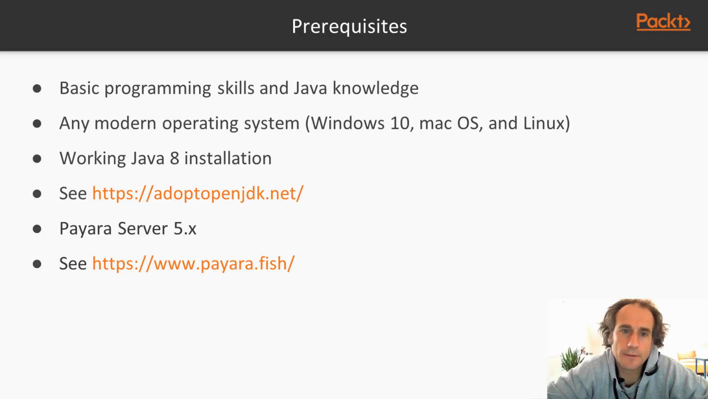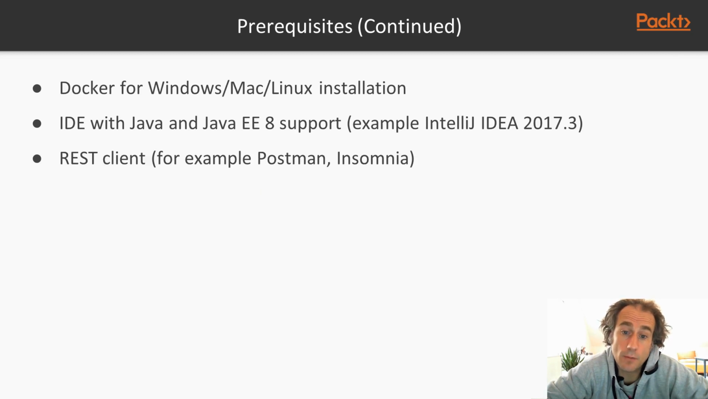So here are the prerequisites for this course. First up, you definitely need basic programming skills and Java knowledge. Of course, you need a computer with a modern operating system: Windows 10, macOS or Linux. Of course, you need a working Java 8 installation. We'll be using Payara server throughout this course. You need Docker for Windows or Mac or Linux, depending on your operating system. You need an IDE with Java and Java EE 8 support, like Eclipse, IntelliJ or maybe NetBeans. And also, we'll be using a REST client from time to time, such as Postman and Insomnia.